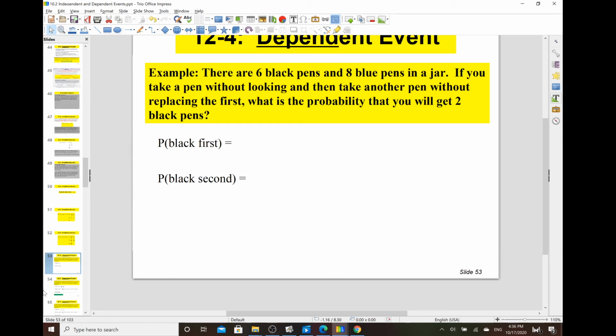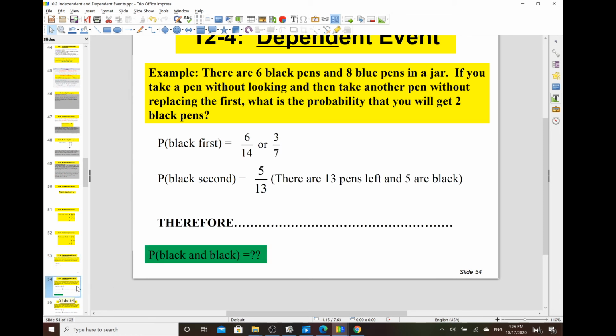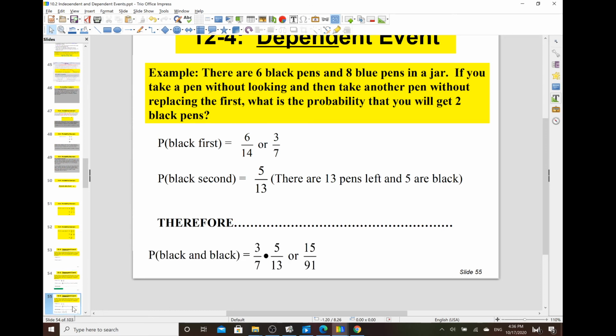And here's another one. There are 6 black pens and a blue pen in a jar. If you take a pen without looking and then take another pen without replacing the first, key phrase, without replacing, dependent event. What is the probability that you will get 2 black pens? Okay, so the first one is 6 over 14, or 3 over 7. And then the second one, 5 over 13. So therefore, multiply those two numbers. 3 over 7 times 5 over 13. So that'll be 15 over 91.